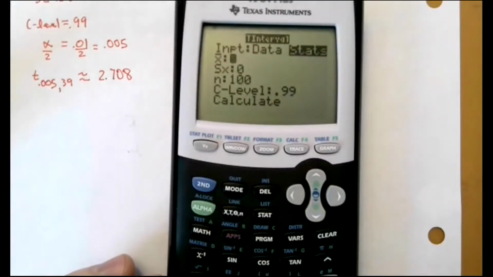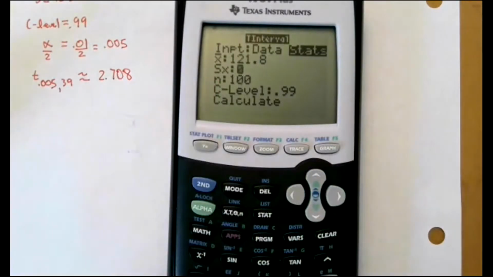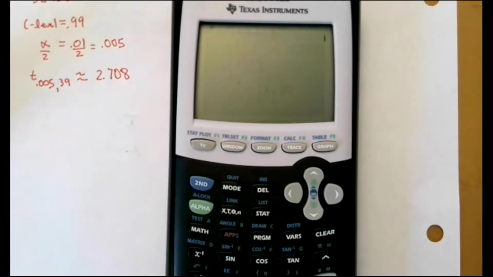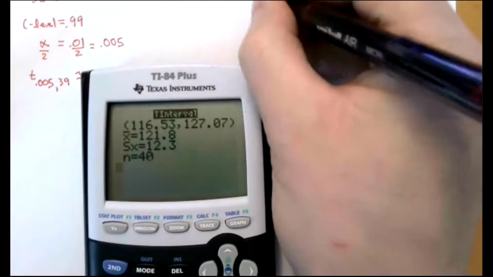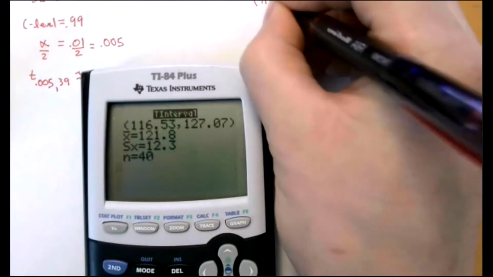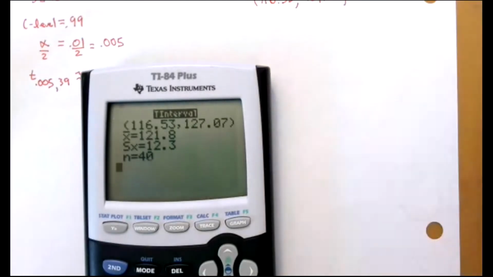So we're going to put in 121.8 for the X bar. By the way, note we have to put in stats because we don't have a set of data to put in. 12.3 for the standard deviation, 40 for the N, and 0.99 for the confidence level, and there's our confidence interval, 116.53, comma, 127.07.